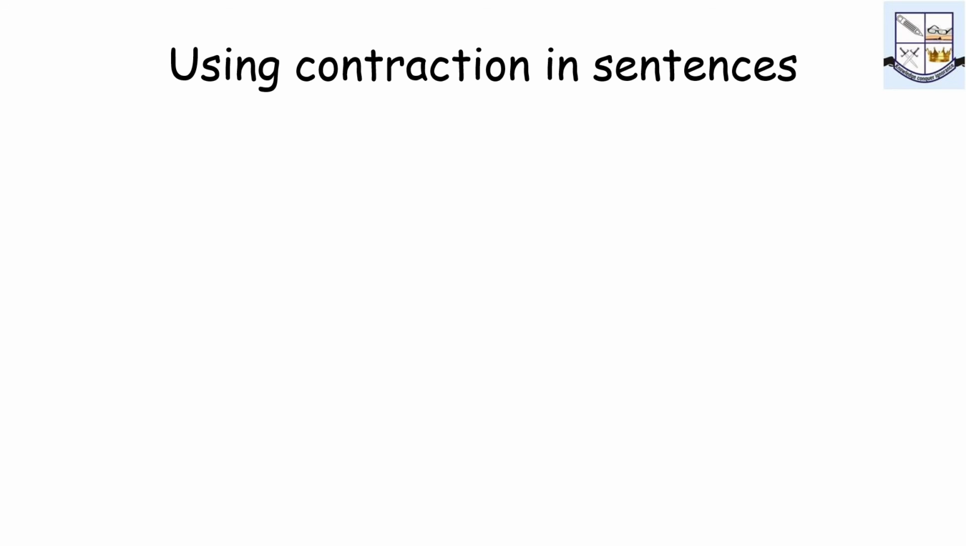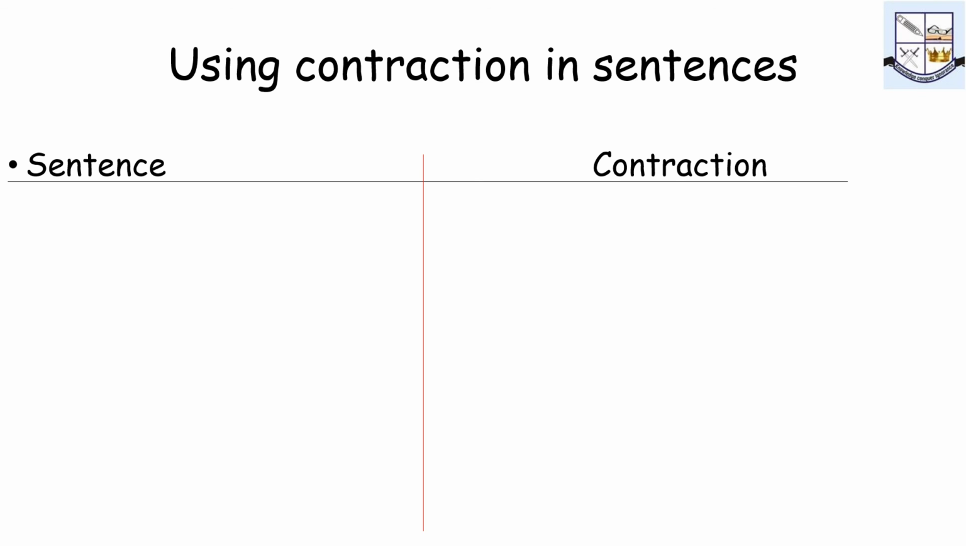Using contractions in sentences. We have our sentence here and we have our contraction here. Let's take note that the word in bold is the word we are going to do what? Contract, and we'll read them together to form a meaningful sentence.